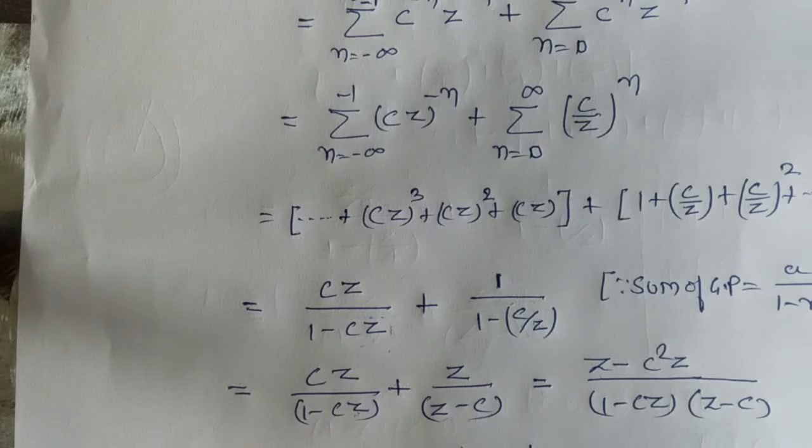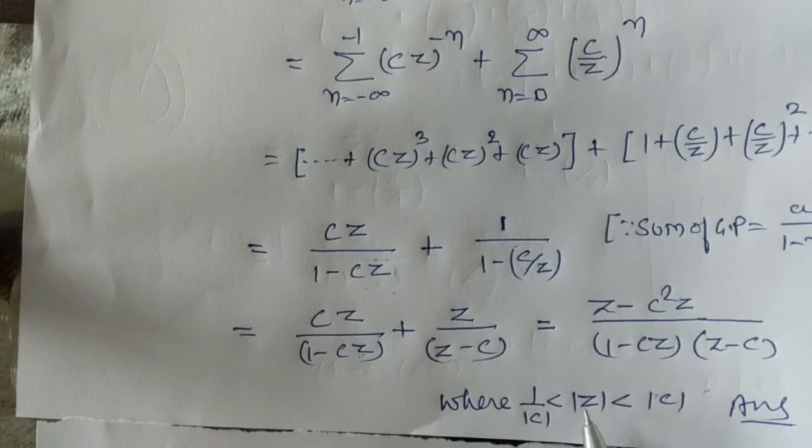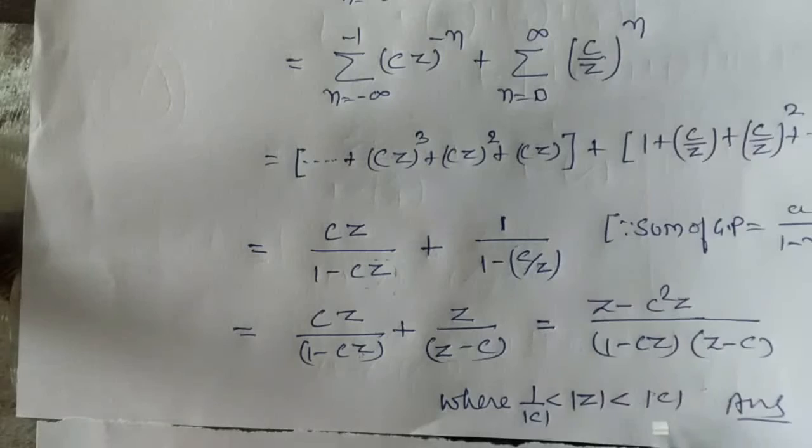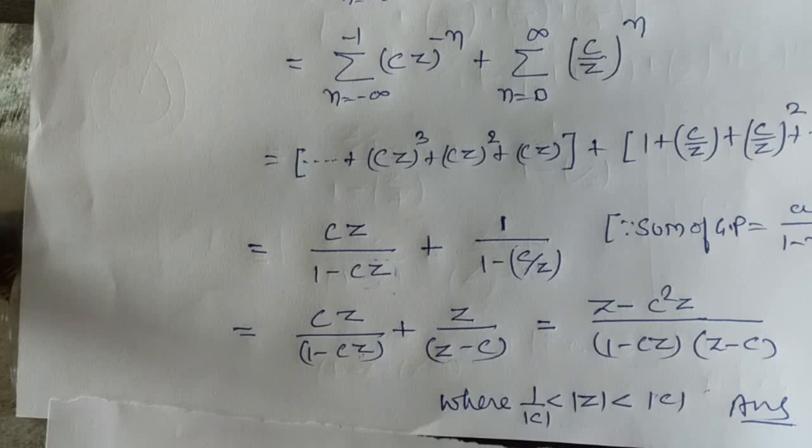Now for the region of convergence, we have the common ratio cz should be less than 1, which gives mod z is less than 1 upon c, and here the common ratio c by z should be less than 1, then we have mod z is greater than c. So the region of convergence is lying between c and 1 upon c. So this is how we find the z transform and the region of convergence.